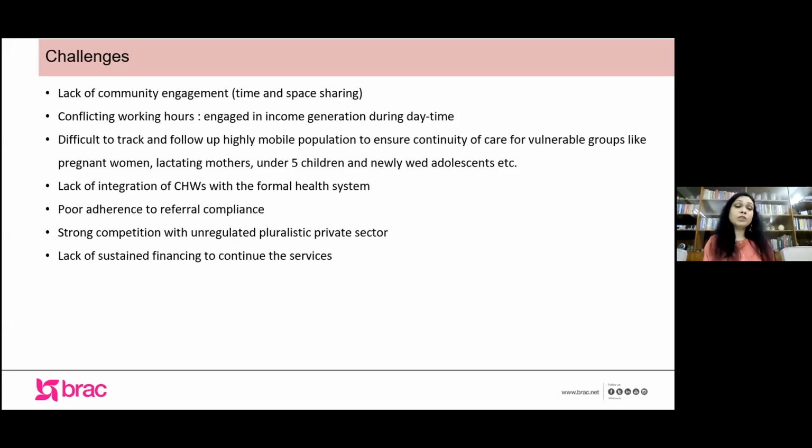This population is highly mobile, and they move from one slum to another slum, so it's very difficult to track them down, especially when they're pregnant and lactating, or having under 5 children. Also, there is the integration of community health workers with the formal health system, because the primary healthcare system is non-existent and operated by other NGOs, so it's very difficult to establish that linkage. And people usually don't like to adhere to referral compliance, as treatment in secondary and tertiary level facilities is troublesome, especially in public places, and costly in private places.